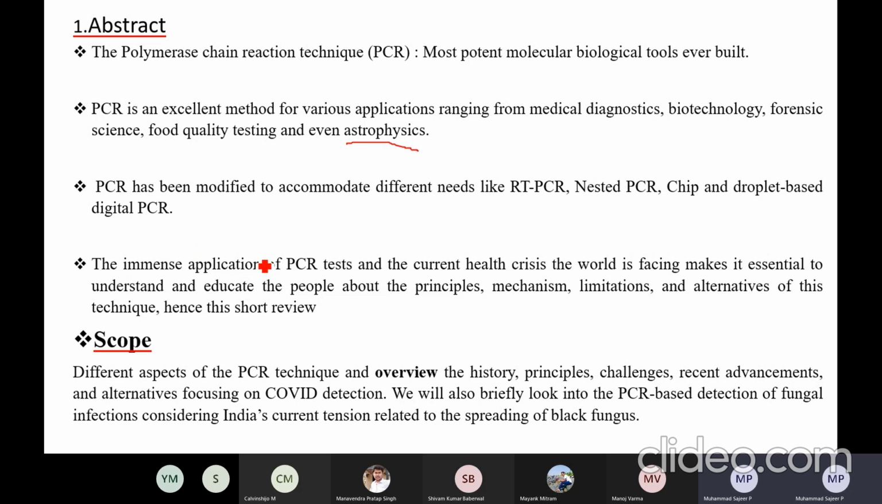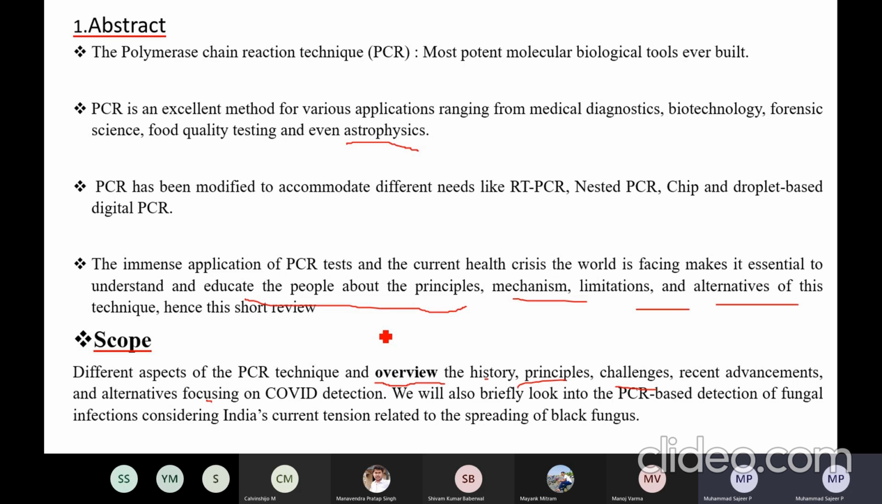This immense application of the PCR test and the current health crisis we have faced have made it essential to understand and educate people about all these principles, mechanisms, limitations, and alternatives. So what is the scope of my presentation? I will be discussing different aspects. My main idea is to give an overview. I'm not planning to go into any topic in detail. I am giving an overview, including history, principle, challenges, and advancements in alternatives.